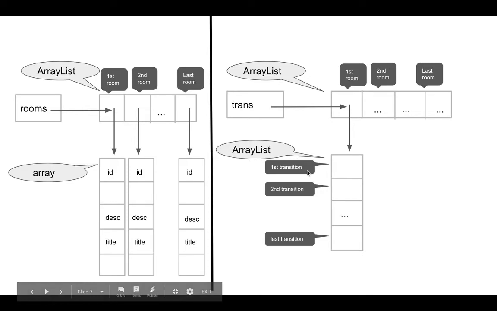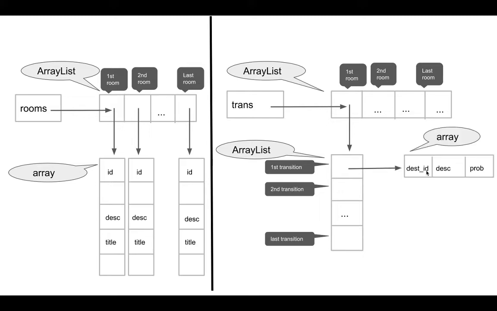So there's some number of transitions. Maybe the first transition is Goldilocks walks up to the house. Maybe the second transition is Goldilocks throws a rock at the window. The last transition is Goldilocks calls the police and they come and raid the house. And so each of those transitions has a couple of things. There's the description, which I just said, which is prompting the user. That goes here. There's the destination ID, which is which room we're going to.